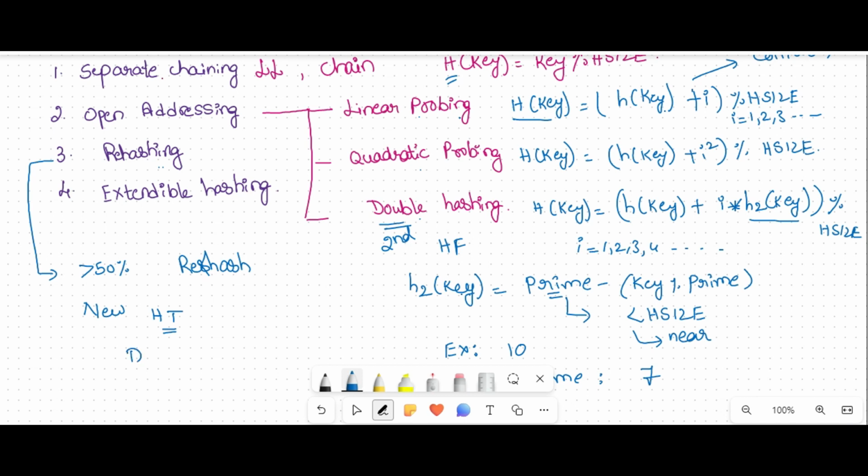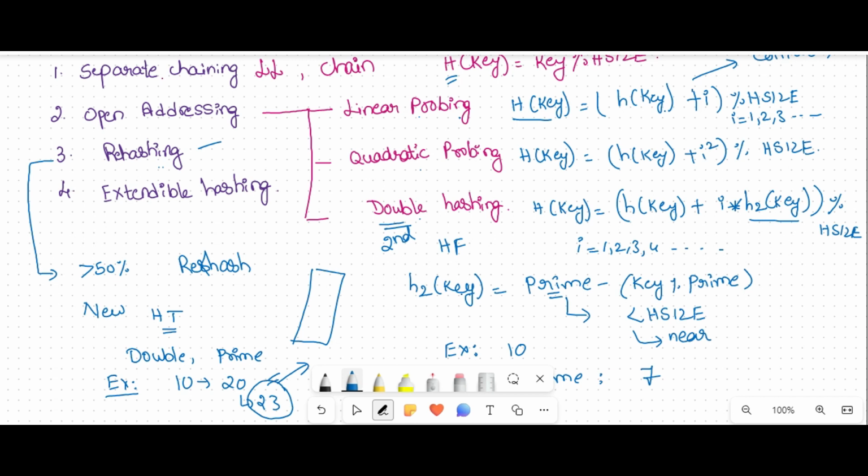So what is the new hash table size? The new hash table size is double the given hash table size, and consider the next prime number. What does it mean? For example, the hash table size is 10. Double it, then 20. So after 20, what is the immediate prime number? 23. So the new hash table size we have to consider is 23. Based on this hash table size, again insert all the elements into this new hash table. That's why it is called rehashing.